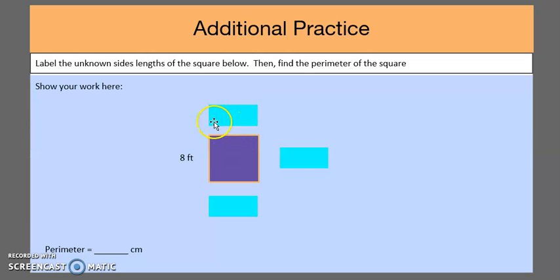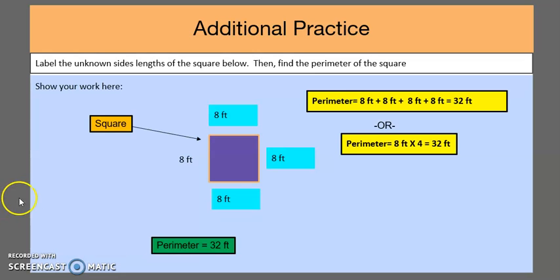Okay, so label the missing lengths of the square, and find the perimeter. Pause the video, we're going to move on. Okay, so first we need to figure out the missing lengths of the square. We know that if one length is 8 feet, then the other sides are 8 feet as well. And when we calculate the perimeter, either option will get you the same answer. We know that the perimeter is 32 feet. Now we're going to move on to our summarization.